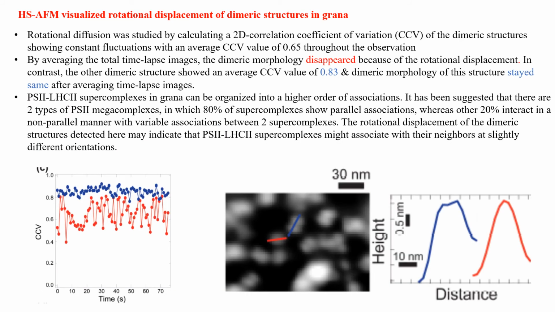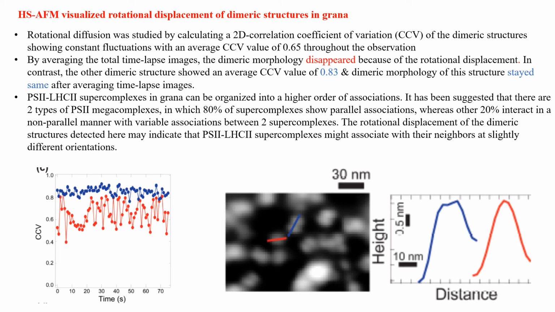Rotational diffusion was studied further by calculating a 2D correlation coefficient of variation, called CCV, of the dimeric structures, and the values were noted for the fluctuations. The dimeric structures overall fluctuated by a value of 0.65, as you can see by the red trace in the figure on the left hand side of the slide.